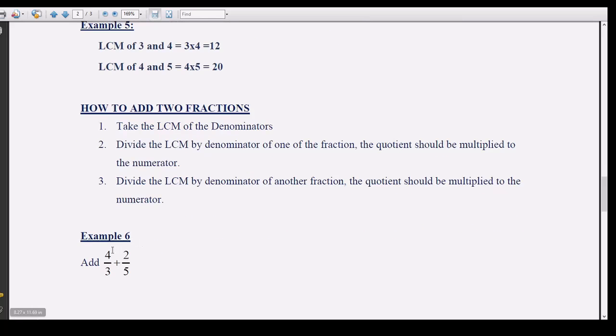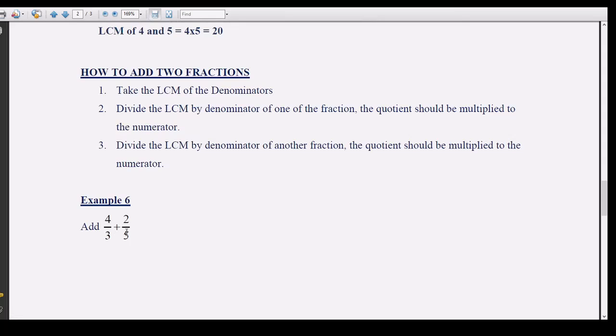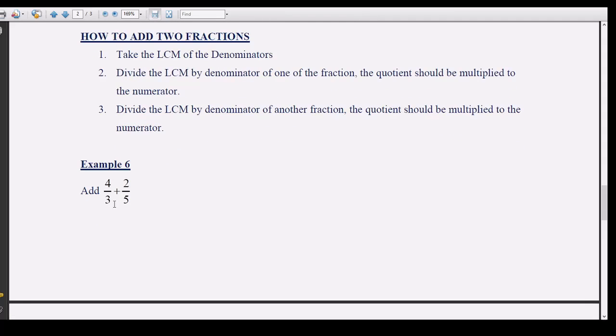For example, add 4 by 3 plus 2 by 5. Now what are the denominators here? 3 and 5 are the denominators of the two fractions. 4 is the numerator, 3 is the denominator of the first fraction. In the second fraction, 2 is the numerator, 5 is the denominator. You have to find the LCM of the denominators, that is 3 and 5. Remember last time that the LCM of two prime numbers will be the product of the numbers themselves. That means the LCM will be 3 multiplied by 5, which is how much?